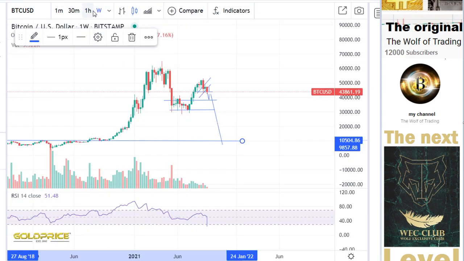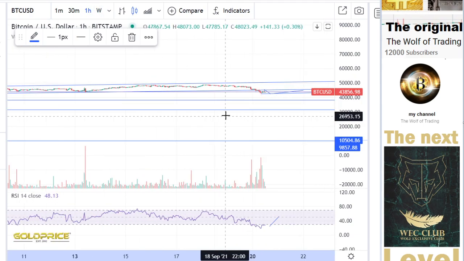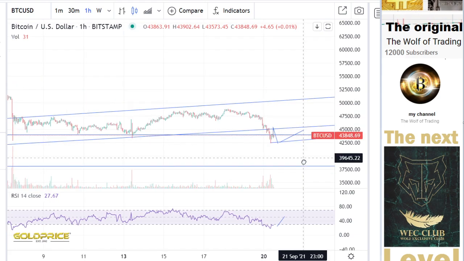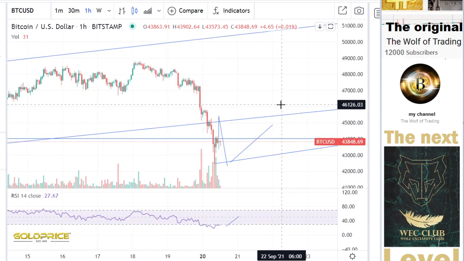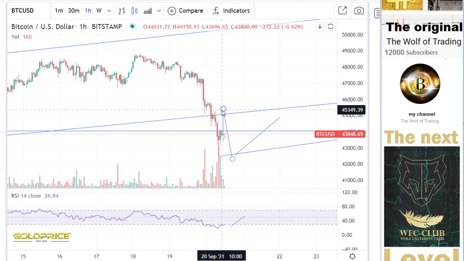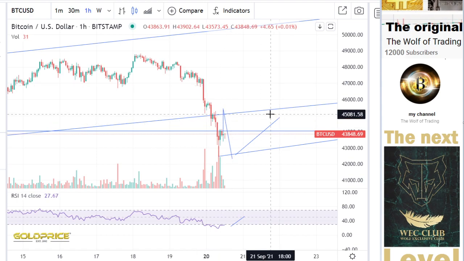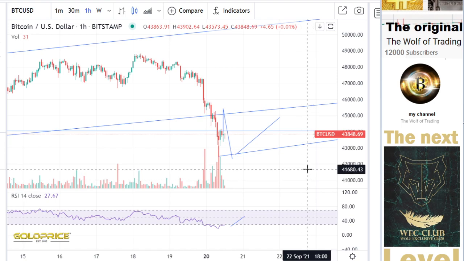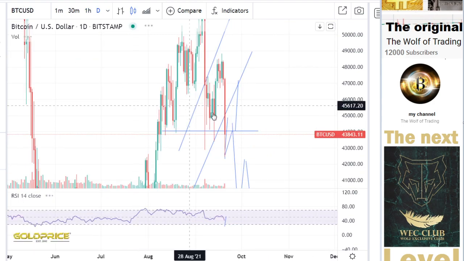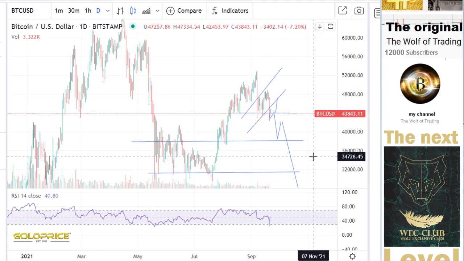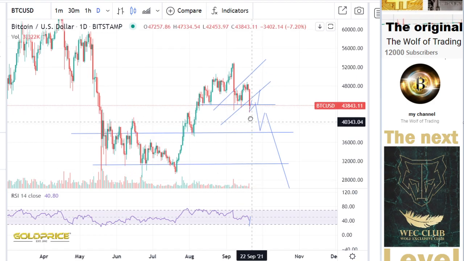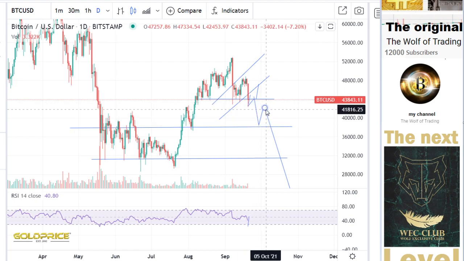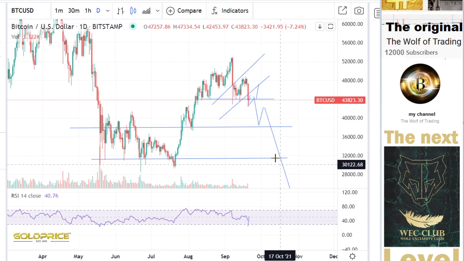So Bitcoin, let's look. I think we have the situation that we could test this here or here, but at the end of the day, the price will fall to the downside. And I think we have here, let's look, a very bad situation, that the price will fall to the downside. Let's see in the next days what's happening here. But the fact is we will see something like that, and then the price will fall to the downside.